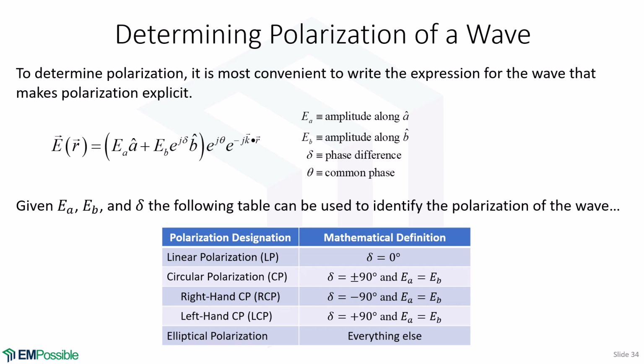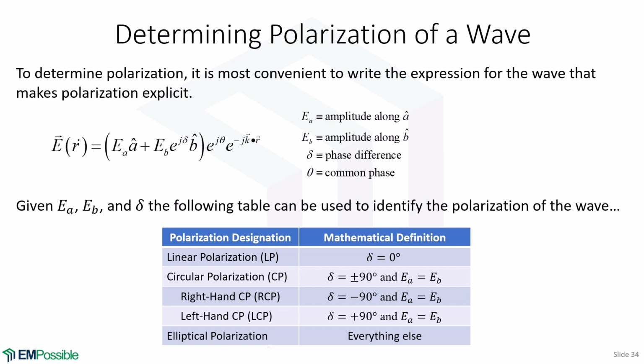So the first thing I look at is the phase difference between them, delta. If this is 0 degrees, or 180, 360, essentially integer multiples of 180 degrees, no matter what, it's a linear polarization. Does not matter what EA and EB are. If these two components in the A and B direction are in phase, we have a linear polarization.